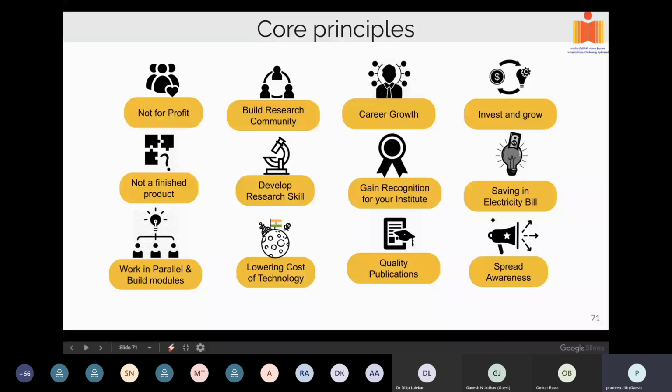So definitely the quality publications will come easy to get accepted. And the last line is for the management. The management of the campus, they are interested, they can invest and grow, they can save on electricity bill, and also they can spread awareness about this kind of technologies. So this part I will skip.